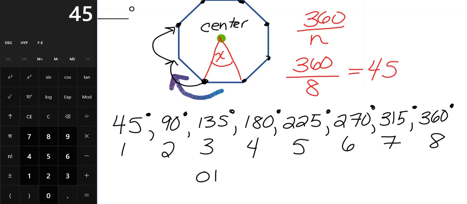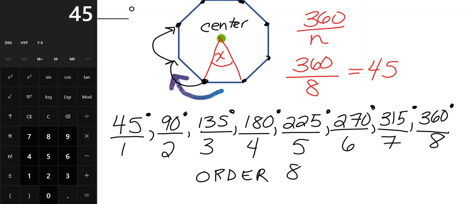The order is 8. And order means how many rotations of this 45 degrees will get this figure back to where it started. So the order is 8. You can do 45 degree rotations, little 45 degree rotations, 8 times to get this figure to go right back to the beginning. But any of these amounts will make it look like it mapped onto itself. It'll look like it hasn't moved, as long as it rotates around the center.